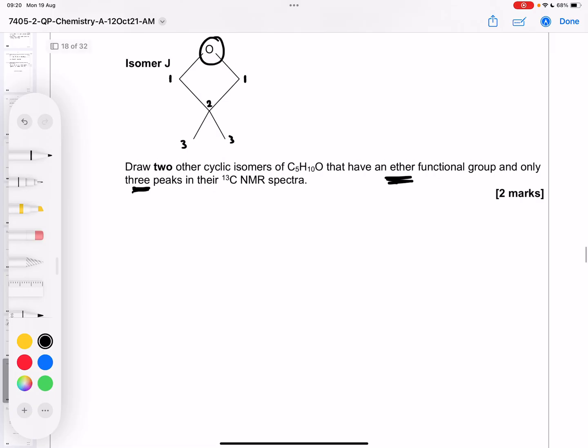So we've got 5 carbons in total. What I'm going to try to do is put them all in a ring. We just kind of have to play around with this. So it's going to look like a hexagon, but it only has 5 carbons because one of the points is an oxygen. So these two would be the same, these two would be the same, and this would be different. So that does have 3.